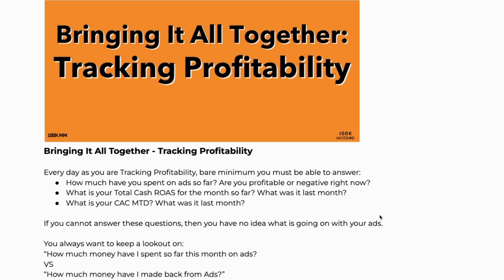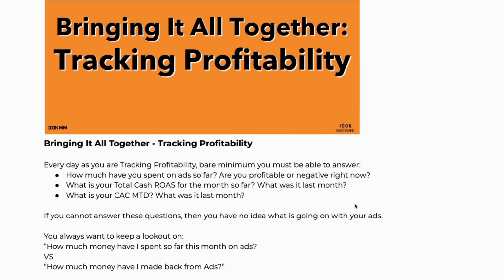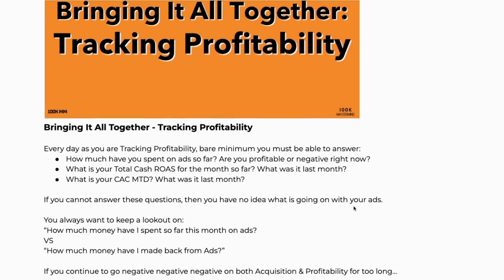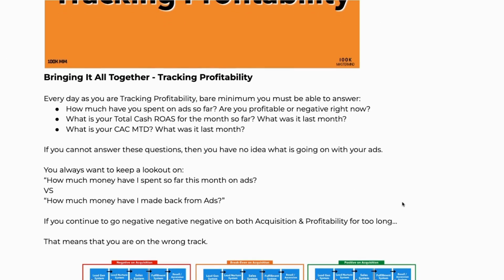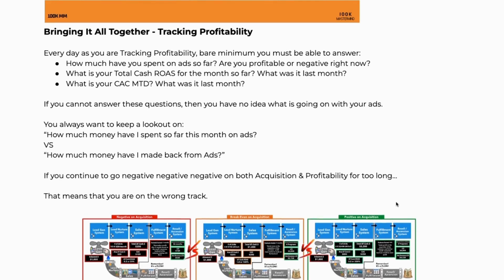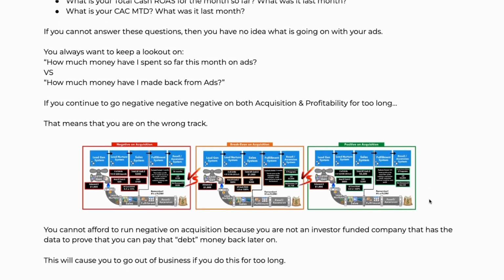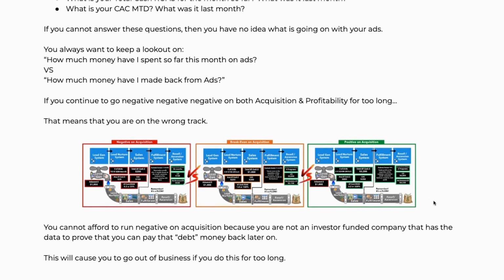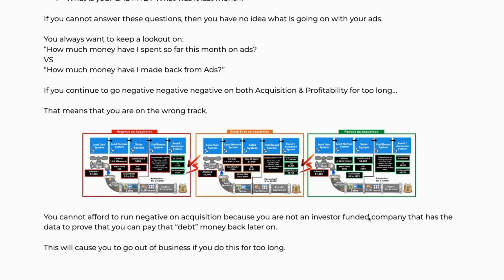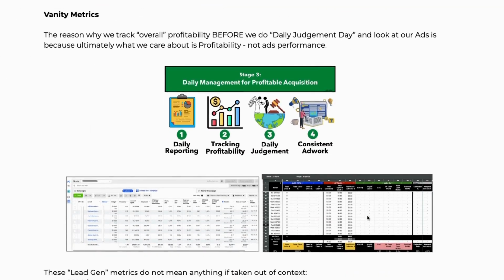If you cannot answer those questions, then you have no idea what is going on with your ads. You always have to keep a lookout on how much money you've spent on ads this month, and how much money you've made back from ads this month. You cannot continue to go negative on acquisition too long, because that would mean you are on the wrong track. We've already talked about the differences between negative, break even, and positive on acquisition. You cannot afford to run negative on acquisition because you are not an investor funded company. That means you do not have the runway to say, cool, I'm going to go into debt and make that money later on. You cannot do that because it's going to cause you to go out of business. When we understand that, we understand why it's so important that we track profitability and get our head above the water.